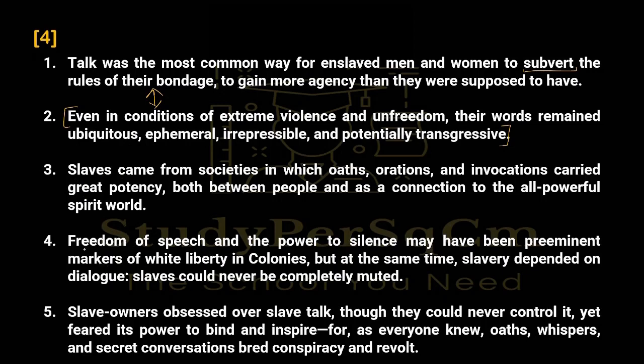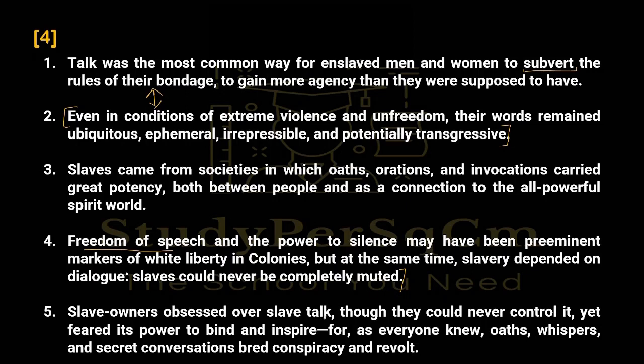Freedom of speech and the power to silence may have been preeminent markers of white liberty in colonies, but at the same time, slavery depended on dialogue. Slaves could never be completely neutral. Now, again, this sentence contains slavery and freedom, which was the main idea of the first two sentences. So this is also not an odd one out sentence.